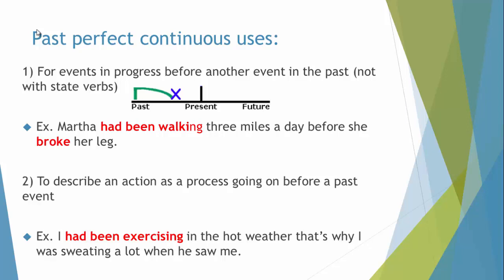Number 2, to describe an action as a process going on before a past event. For example, I had been exercising in the hot weather, that's why I was sweating a lot when he saw me. So, exercising happened first and then he saw me.